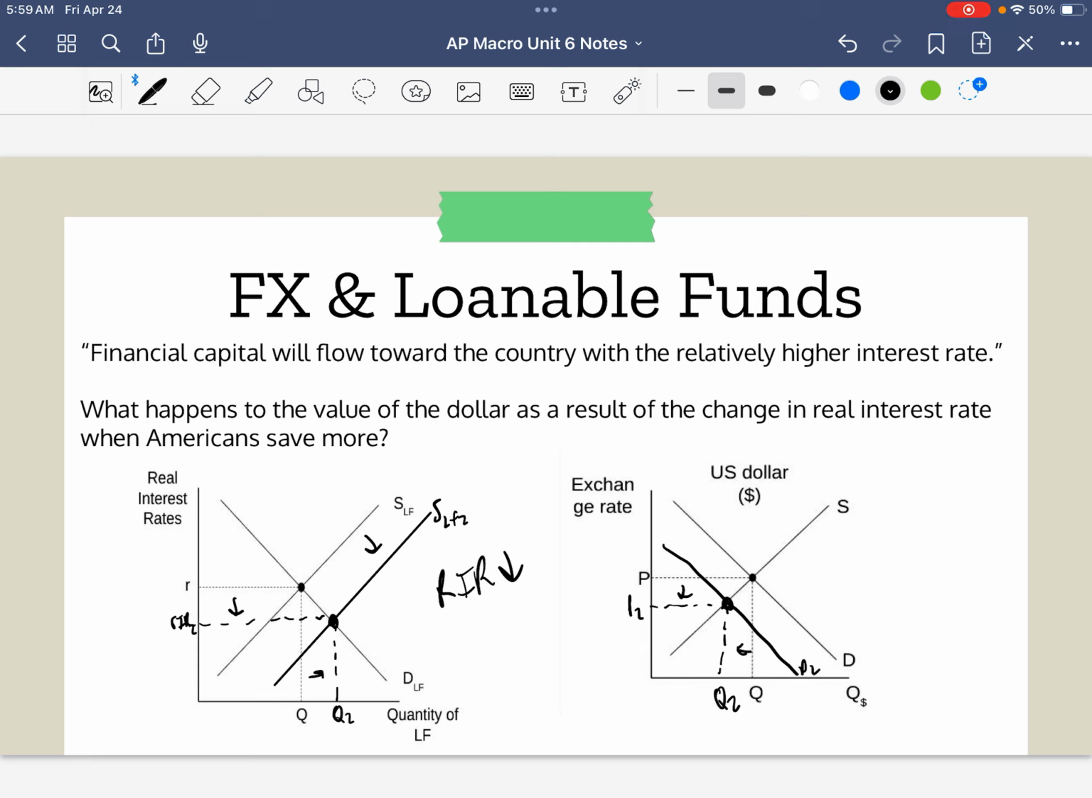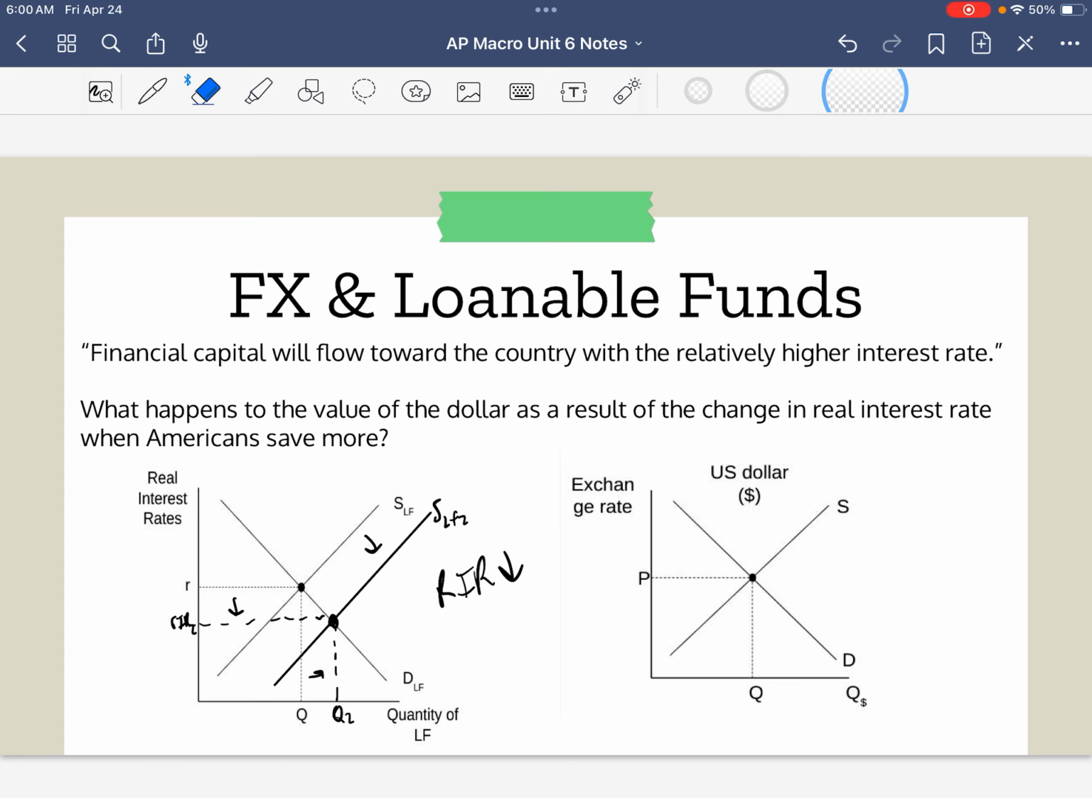So demand for the, I would have gotten that wrong. I have to have that arrow. Demand for the dollar would decrease because people are not demanding the dollar because they're not exchanging their money for the dollar. And thus, demand for the dollar would go down and the dollar depreciates because there's not financial capital flowing into the United States. You could also say that supply of the dollar increases if you wanted to go that route.